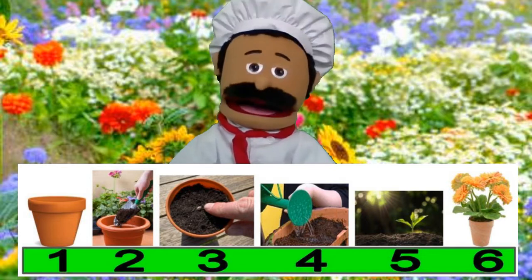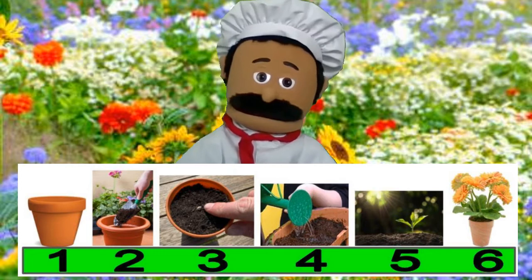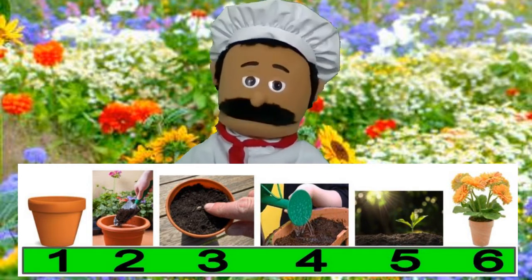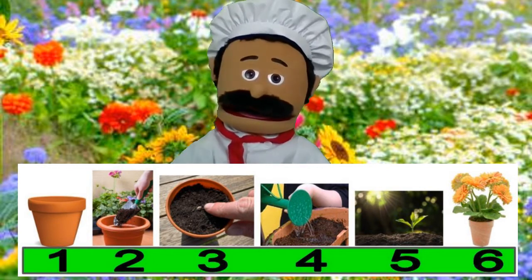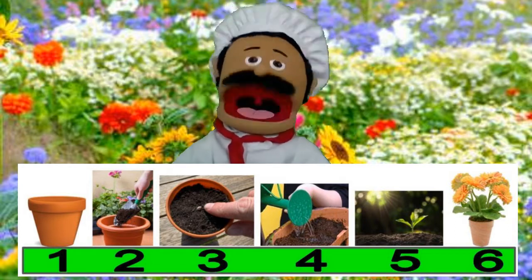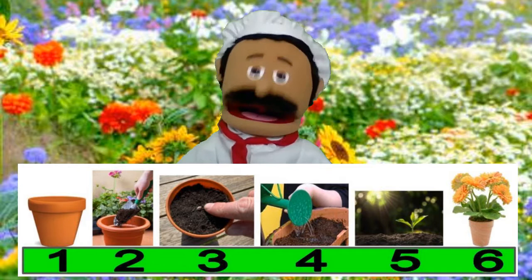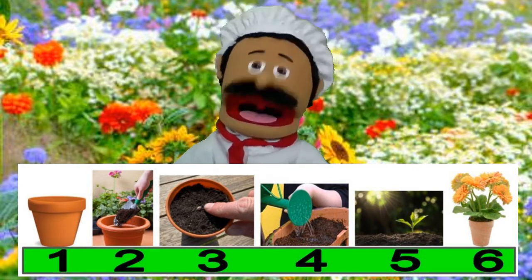Once you get to step 5, you got to make sure that your seed gets plenty of sunlight. Sunlight is very important because it helps the plant go through what is called photosynthesis. That's when it makes its own food. Step 6, you can see your plant is really healthy. And that's because you've been watering it, giving it nutrients, and making sure it gets plenty of sunlight.